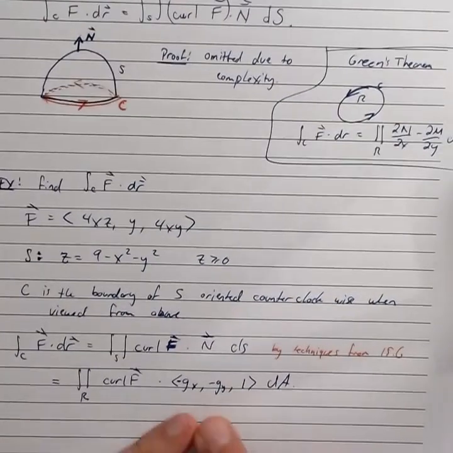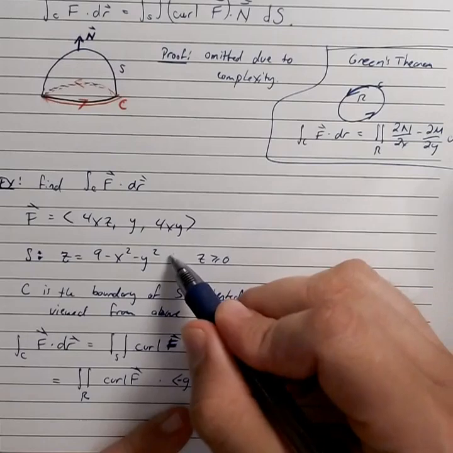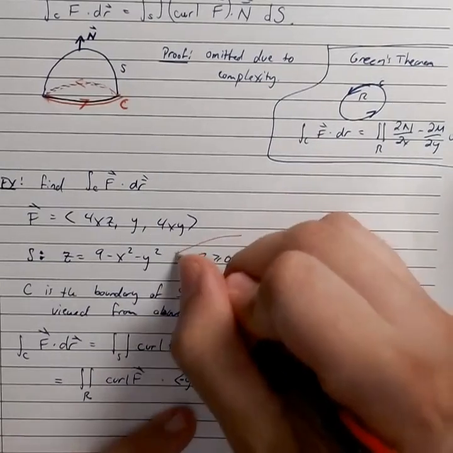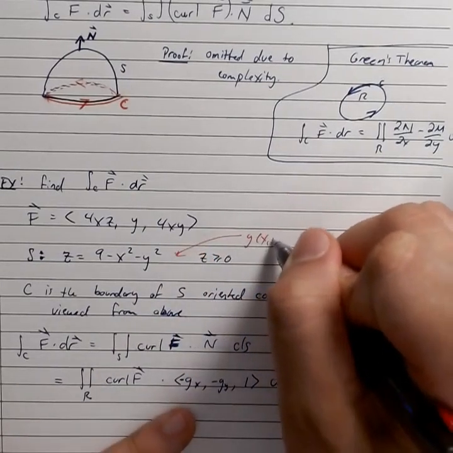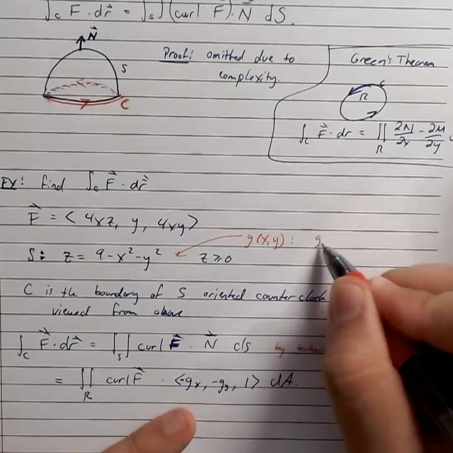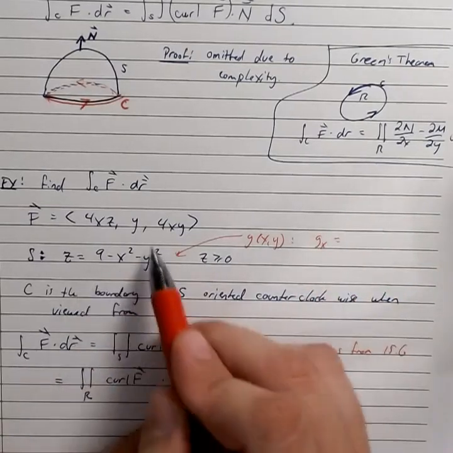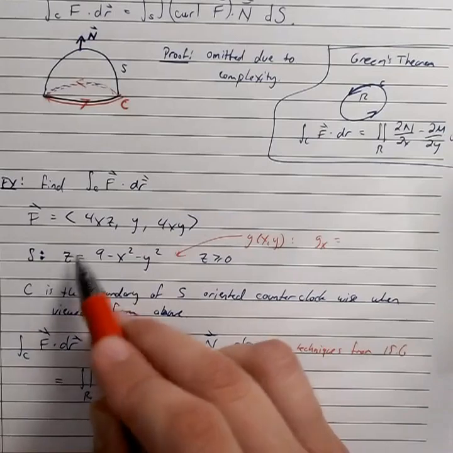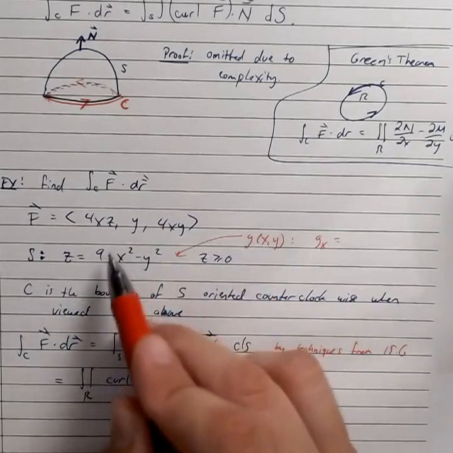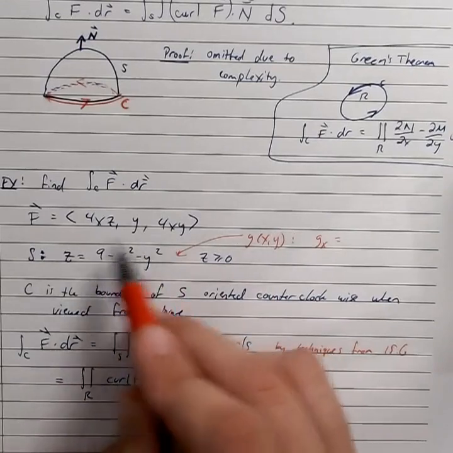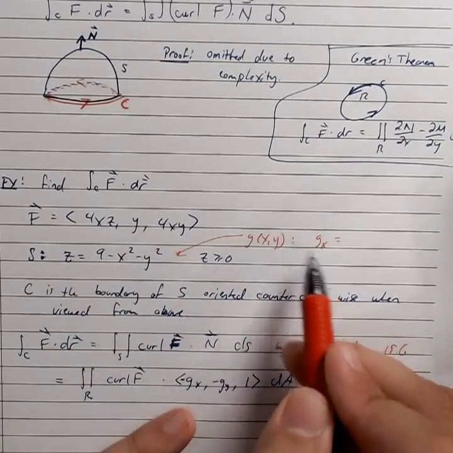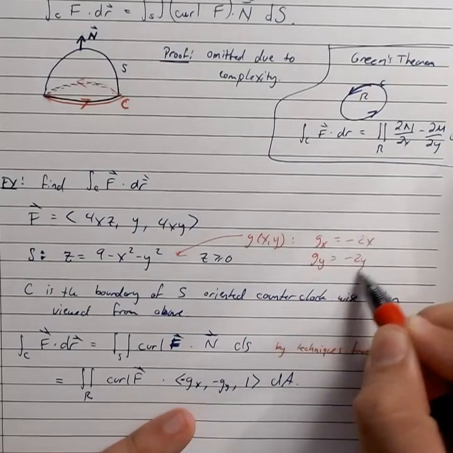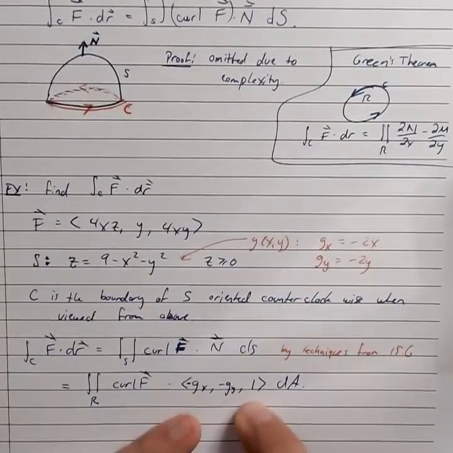Okay, so now we just have to find all these components and pop them all in. And you say, well, we don't have a g. Oh, sure we do. That's this thing right here. So here that's our g of x, y, which means that our g sub x is simply the derivative of this with respect to x. Note, if this was not z equals something, you would have to isolate z first, since g is a function of only x and y. But since that is already a function of x and y, here the derivative with respect to x is minus 2x, and the derivative with respect to y is minus 2y. So that gives me these.